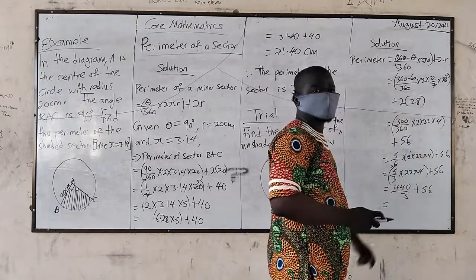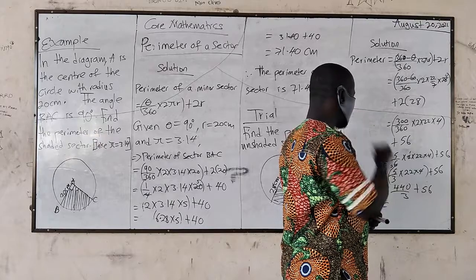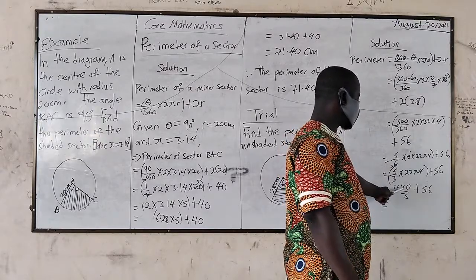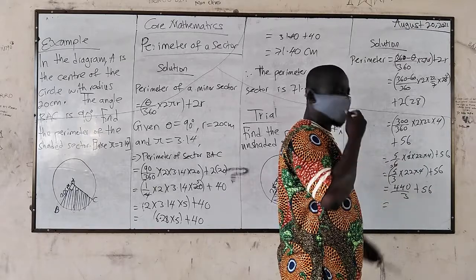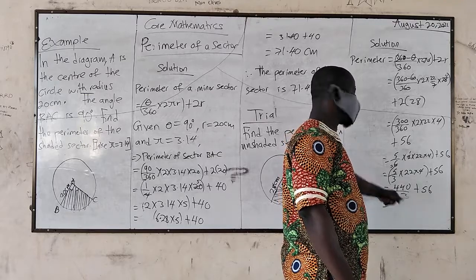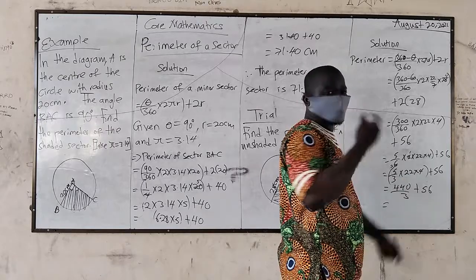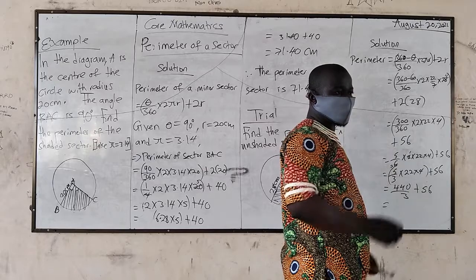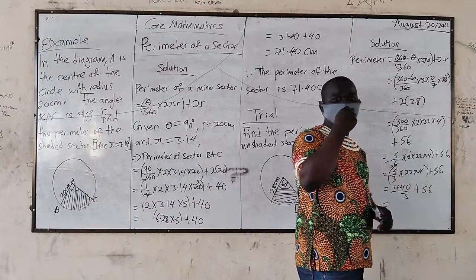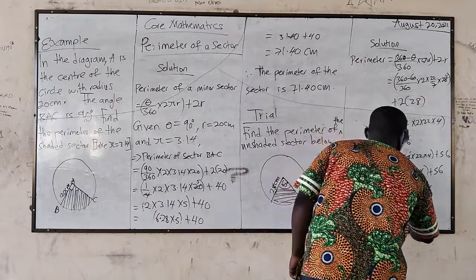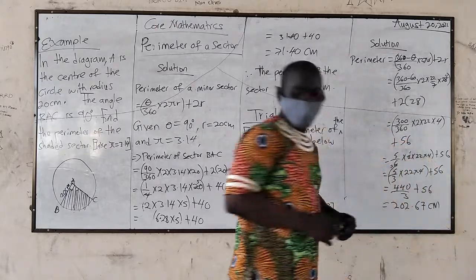When you simplify this, you might think you get 446.6, but that one is wrong. Why is it wrong? Divide 440 by 3. What do you get? 146.6667. Then plus 56 will give you the answer we are looking for. So please, always focus, because sometimes these things can be confusing. The final answer is 202.6666, so about 202.7 centimeters.